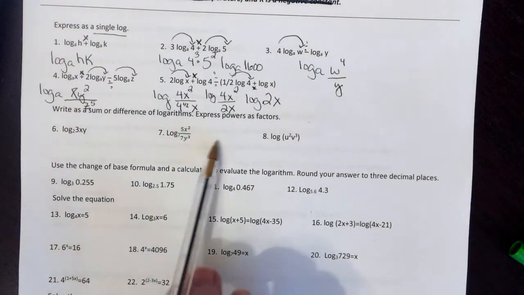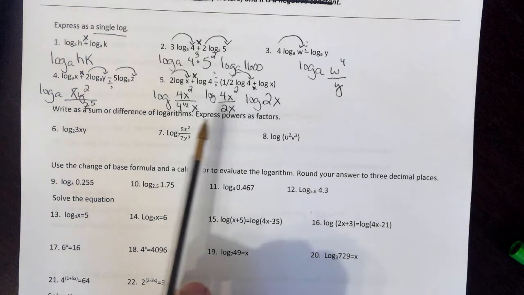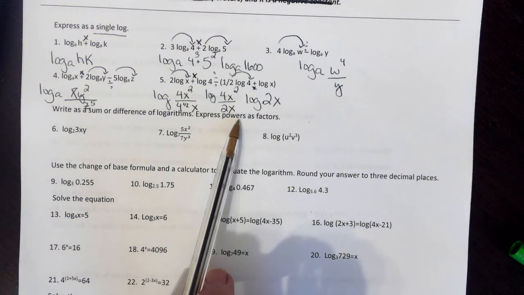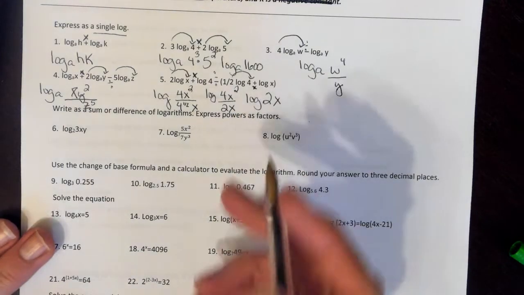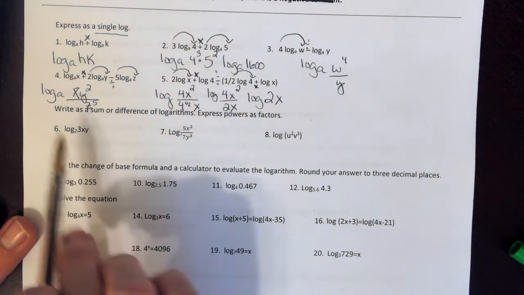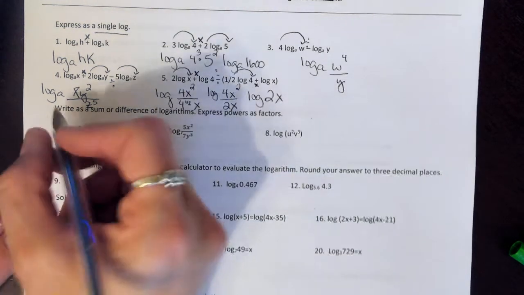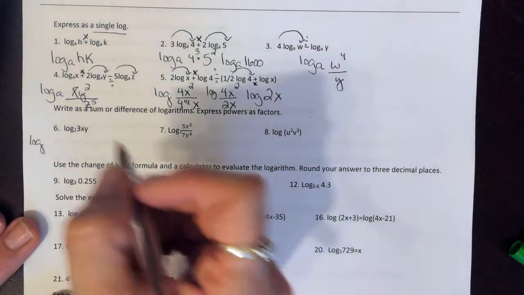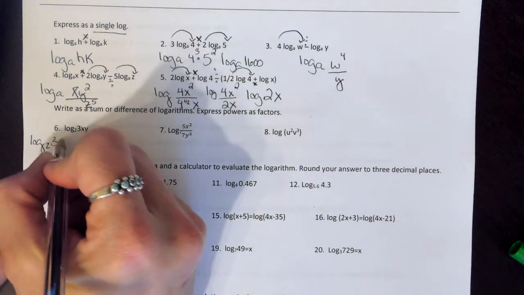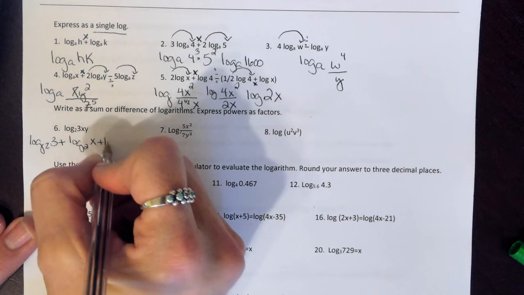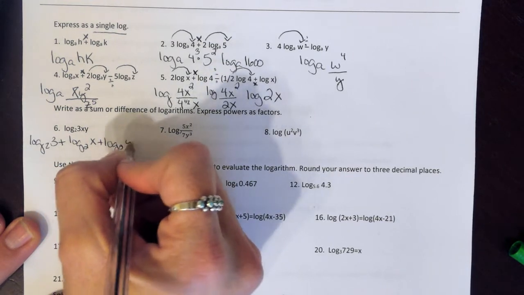They gave me a single log, and I'm going to rewrite it as a sum, a difference, or I'm going to make a power turn into a factor, a number out front. So this says 3 times x times y, and if it's multiplication, it means I can rewrite it as addition. So we're going to have to write the word log 3 different times. So log base 2 of 3 plus log base 2 of x plus log base 2 of y.